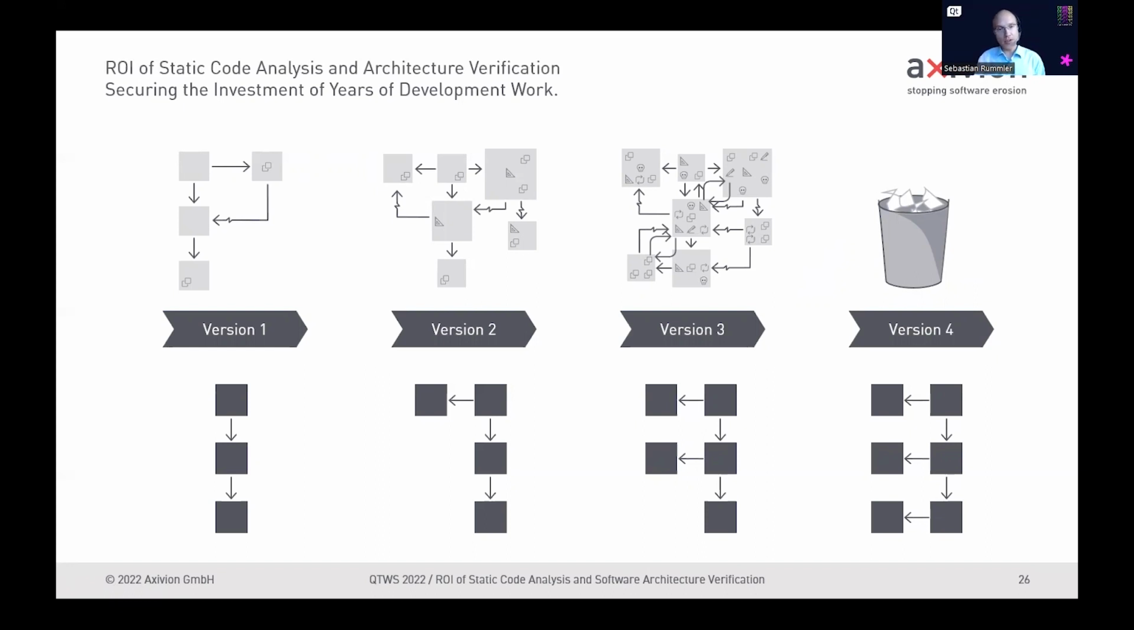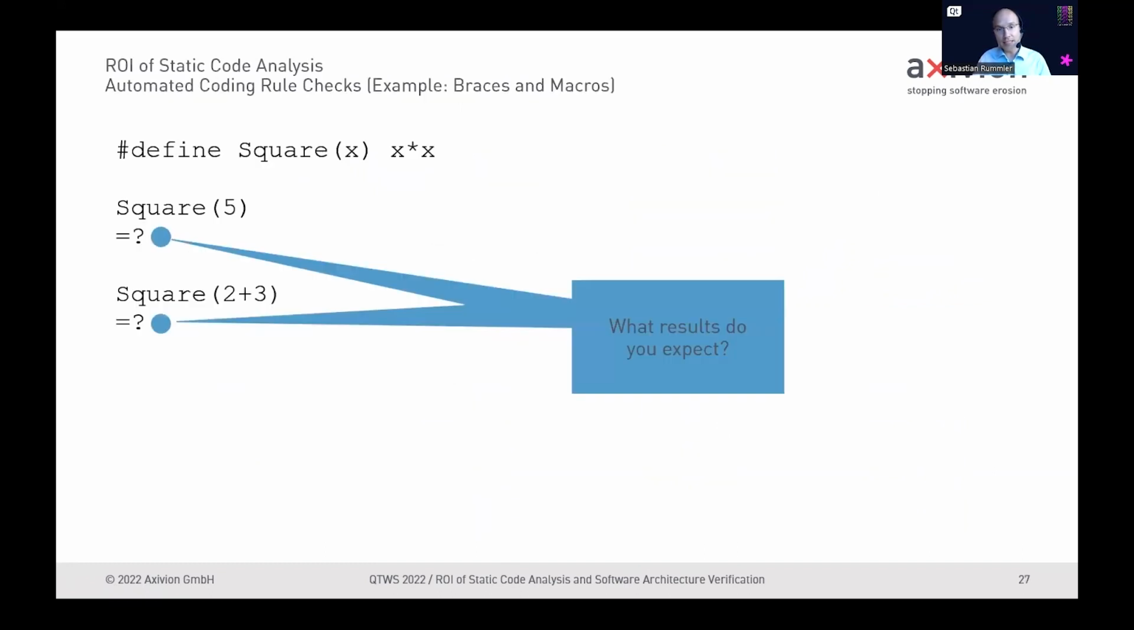There's specific things where you can really look at return on investment on the level of static code analysis. Let's take an example from the automated coding rule checks, like this one, which is part of MISRA. It's an example where you should have braces when you use macros. Why is that? You can see that example.